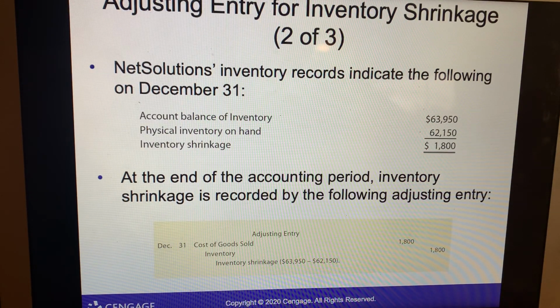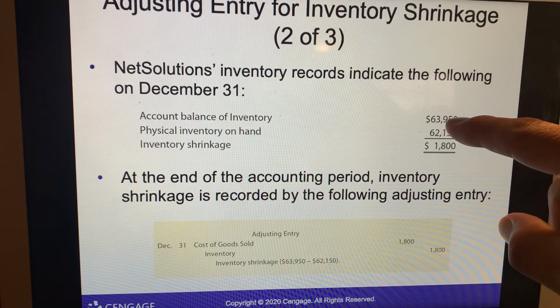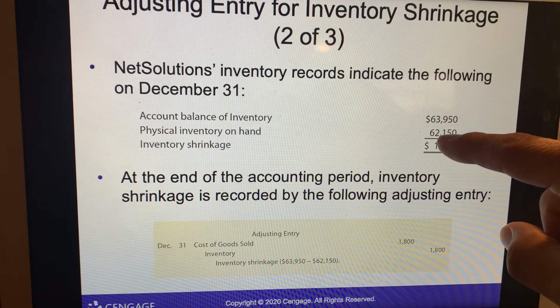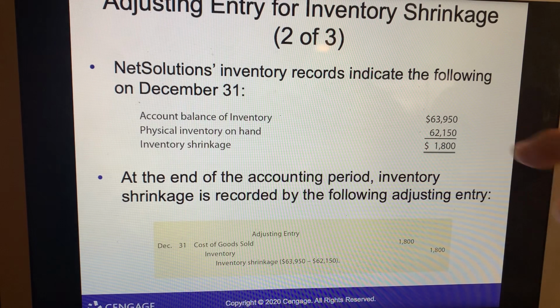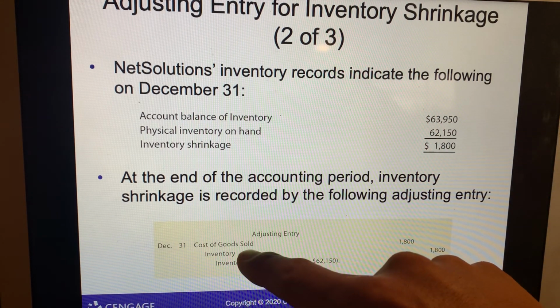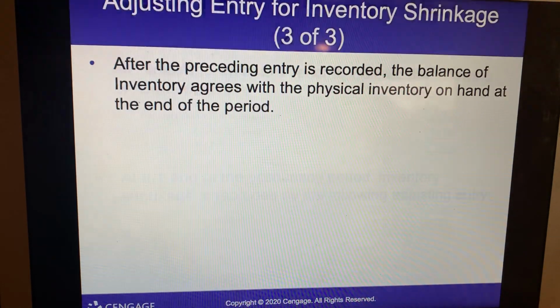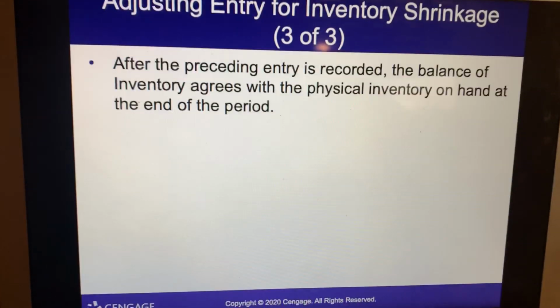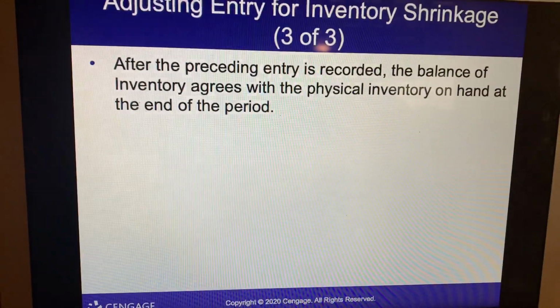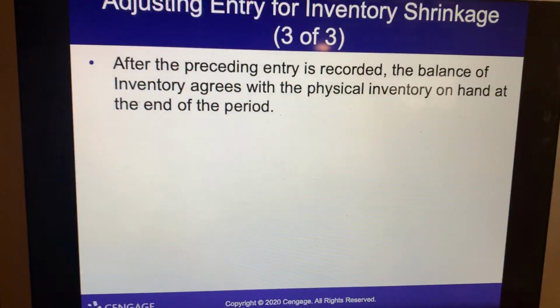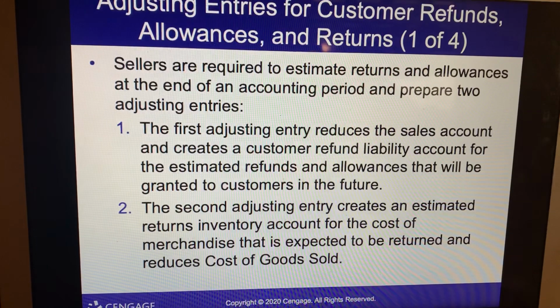Adjusting inventory for inventory shrinkage: the account balance of inventory is $63,950, physical is $62,150, so the difference is inventory shrinkage. And here's how we do that adjustment. Cost of goods sold, $1,800, and then inventory. Keep in mind, all we're doing is adding $1,800 to cost of goods sold, and we're also pulling out $1,800 of inventory. After the preceding entry is recorded, the balance of the inventory agrees with the physical inventory on hand at the end of the period.